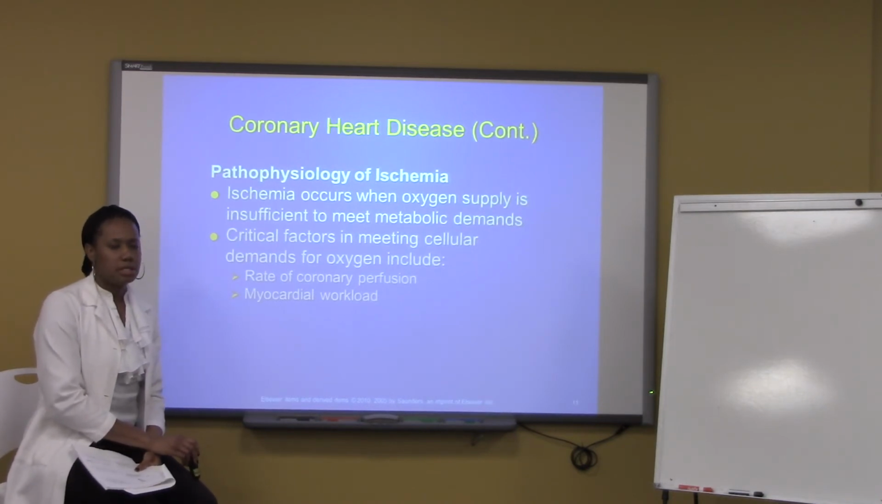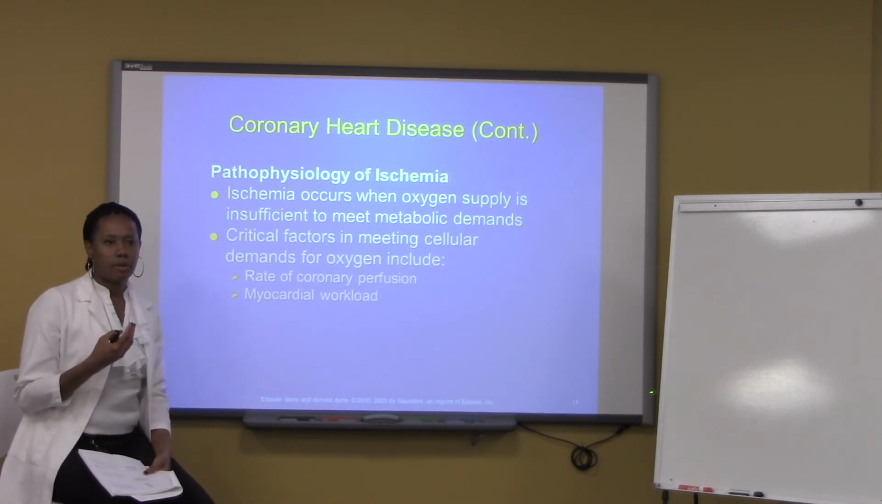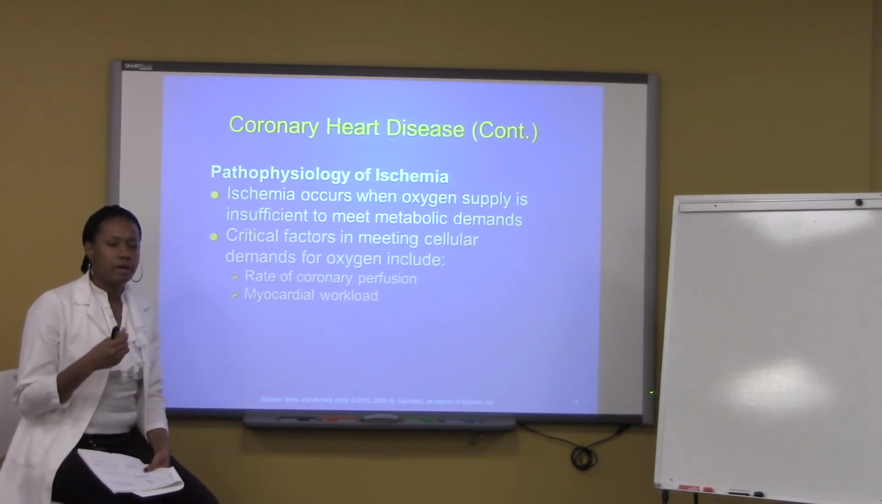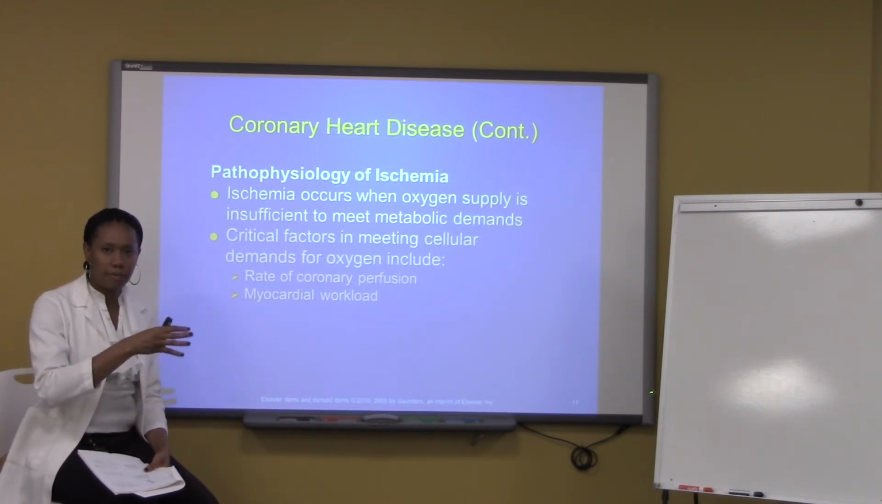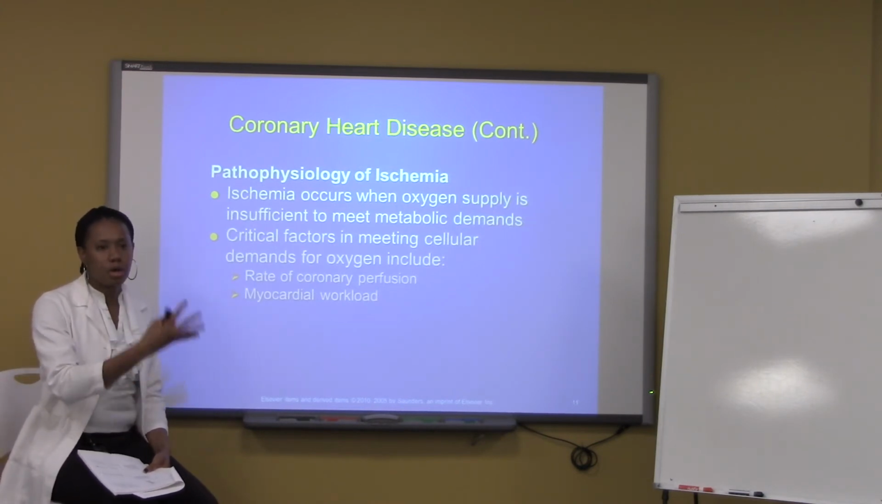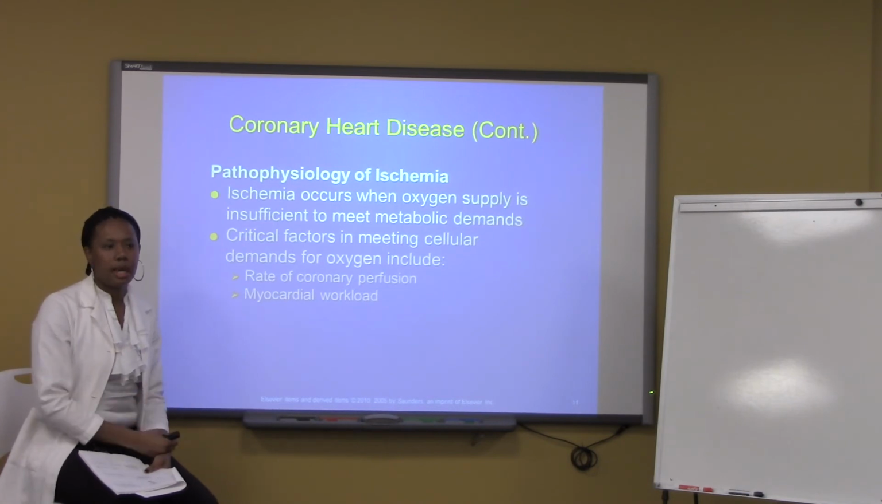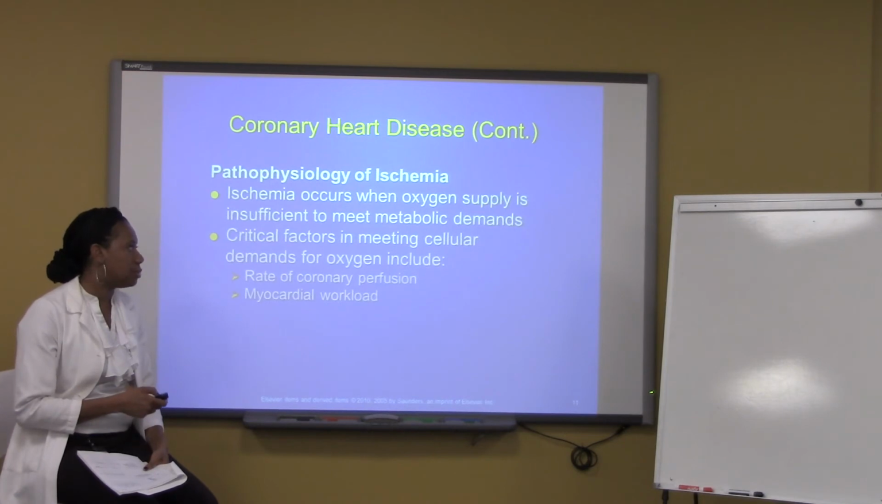So what happens here is that if we're talking about the coronary artery, we need to know, does the coronary artery have the proper rate of blood flow that it needs in order for our tissues to get an adequate amount of oxygenated blood? Okay, so rate of perfusion is extremely important.